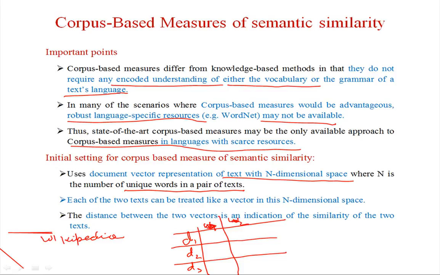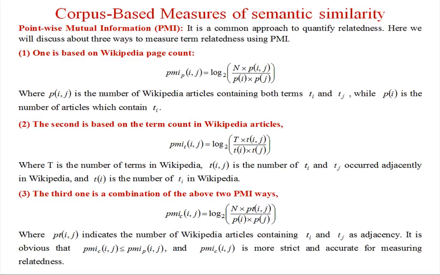Here we will store the words W11 and their occurrence frequency, W12, their occurrence frequency, and so on. So first we will convert the entire Wikipedia documents into this form, and after that we will apply the corpus-based measure of semantic similarity.